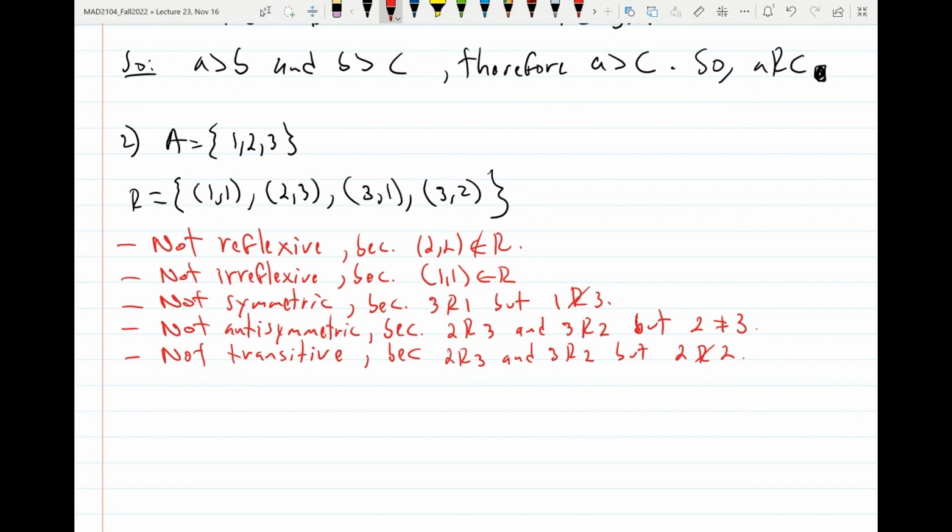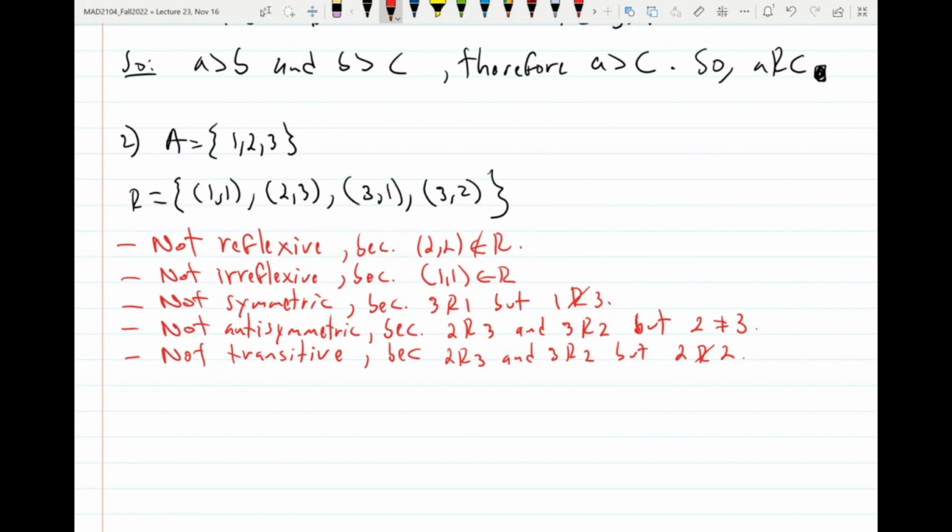Let's see if we can fix it. Let's try to figure out what we can add to this relation to make it, if possible, any of these properties. For example, the first one is easy, right? What do we need to add to this relation to make it reflexive? So let's just say it out loud. If we throw in 2, 2, 3, 3, it will be reflexive. Yes? All right. How about irreflexive?